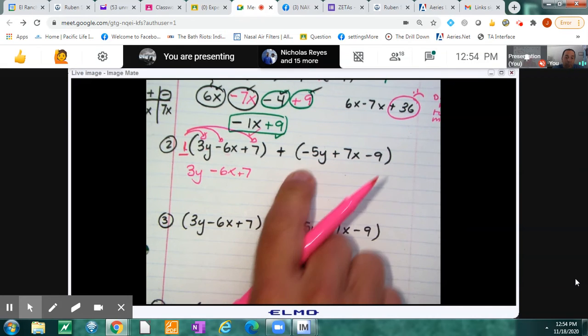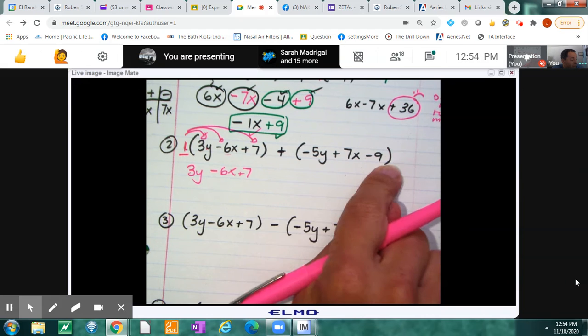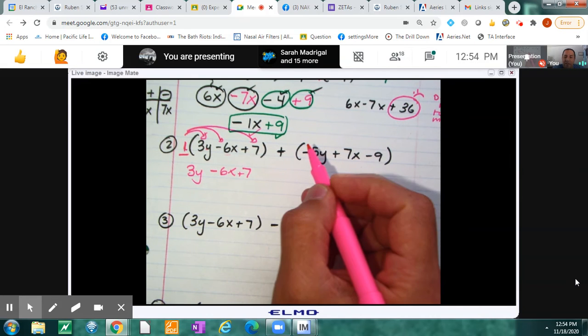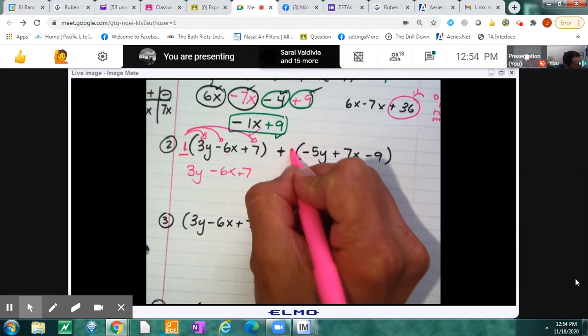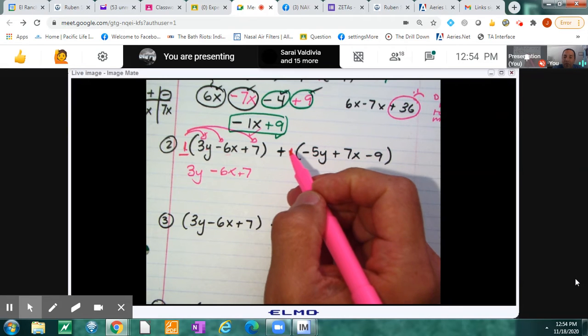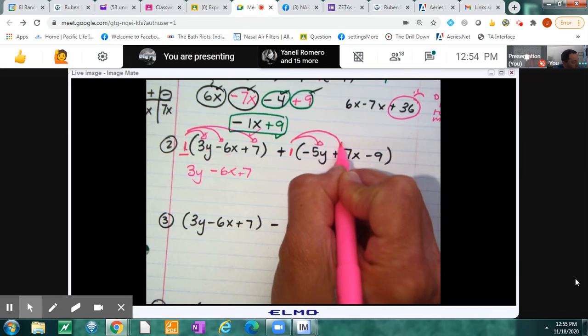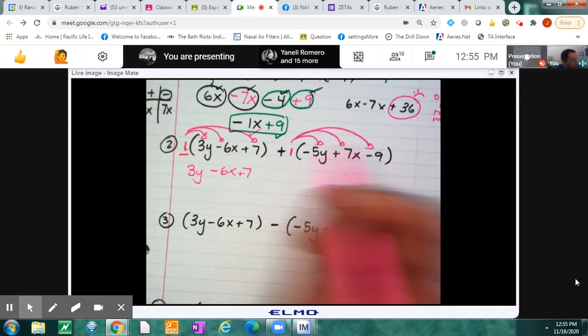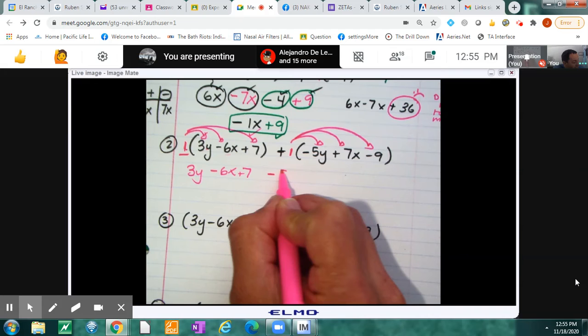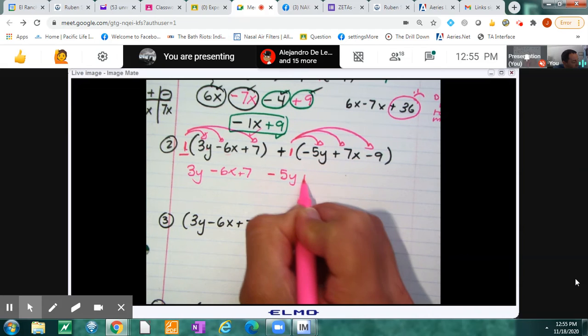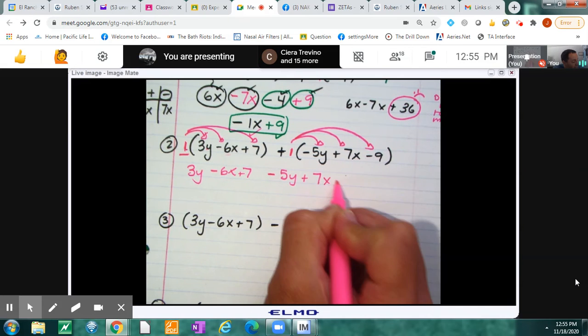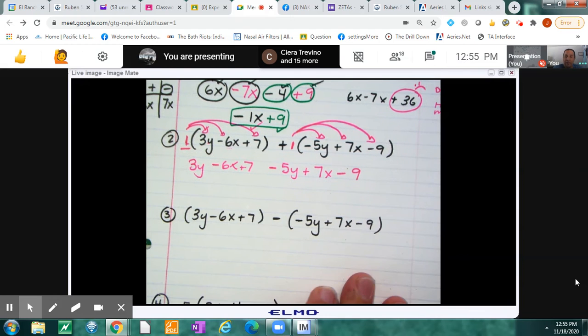Now, on the next expression that has a parentheses, well, parentheses means multiplied, so I'm going to put a 1 right here. Oh, yeah, mister, you said it's the same. So 1 times this, that's your distributive property, right? So negative 5y stays the same. Positive 7x stays the same. Negative 9 stays the same. You see that? Because you're multiplying by a positive 1. Now, what do you do? You combine like terms, right?